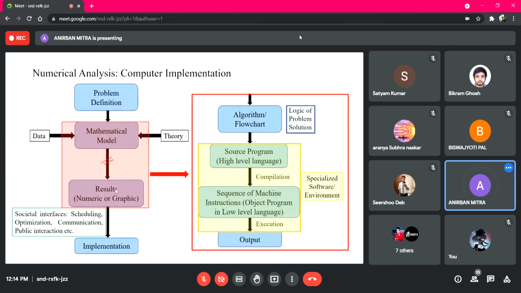In our case, obviously, the logic of the problem solution would need to be developed first. Then we'll move on to the C environment, Dev C++, and there we will write the code, the source program, for that particular numerical method. Once you run that code, hopefully you will get correct results.